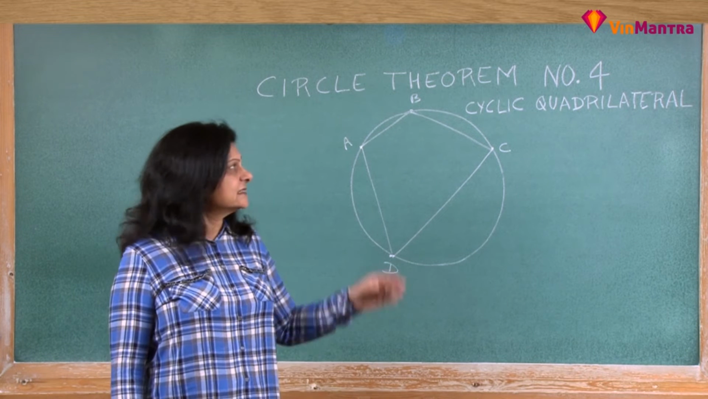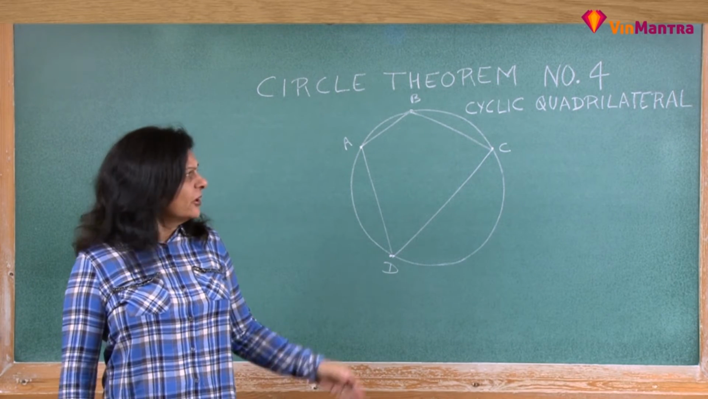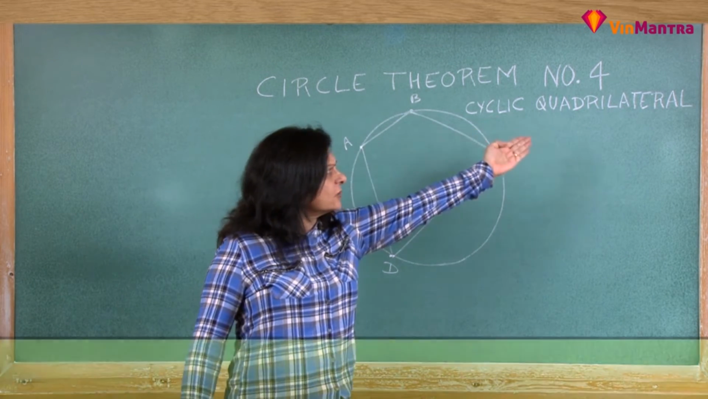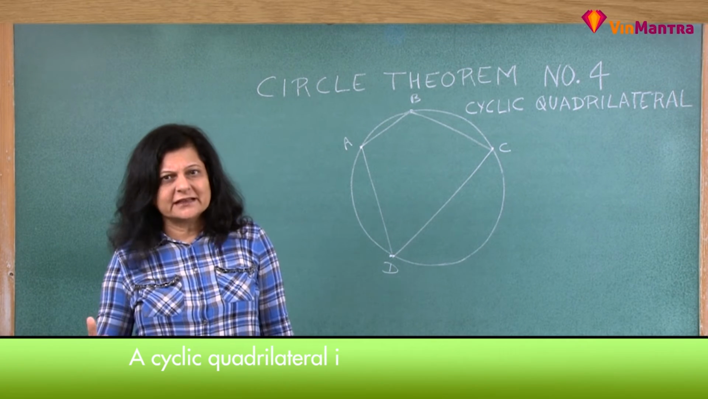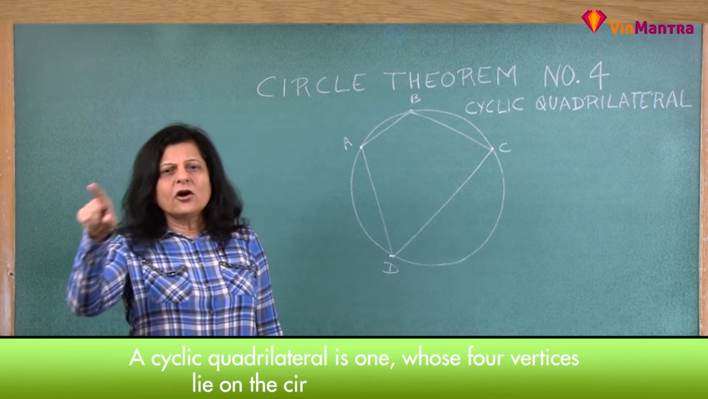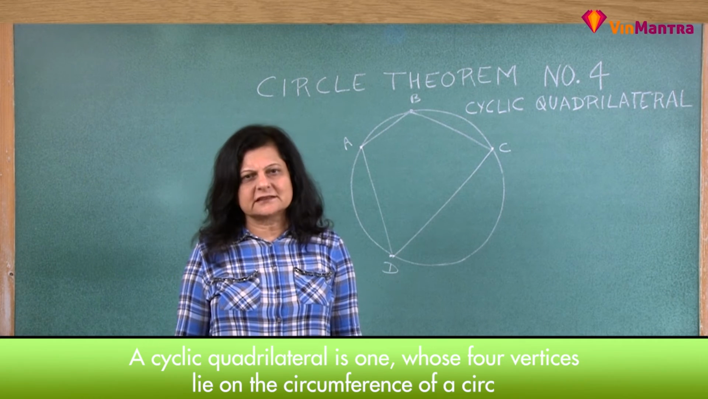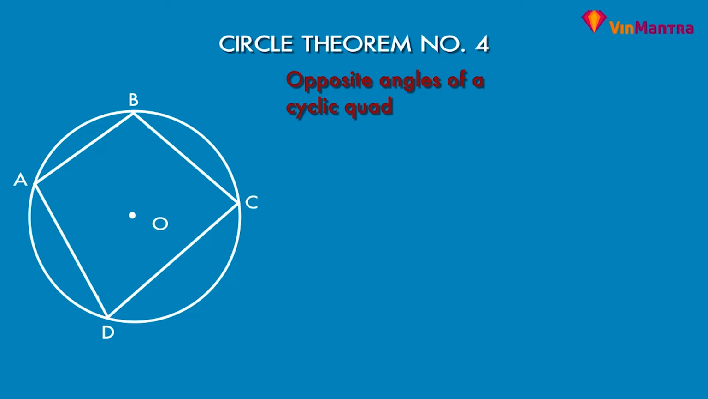In order to understand the fourth circle theorem, we need to know what is meant by a cyclic quadrilateral. A cyclic quadrilateral is one whose 4 vertices lie on the circumference of a circle. The fourth circle theorem states that opposite angles of a cyclic quadrilateral add up to 180 degree. Here's the proof.